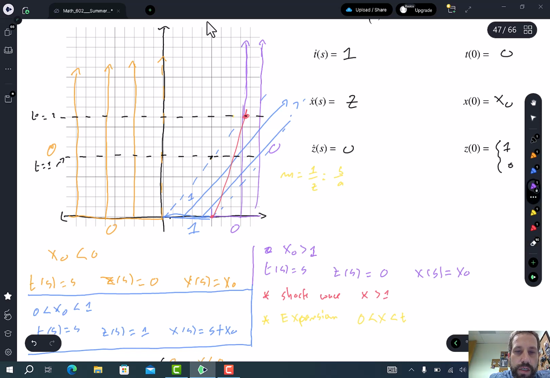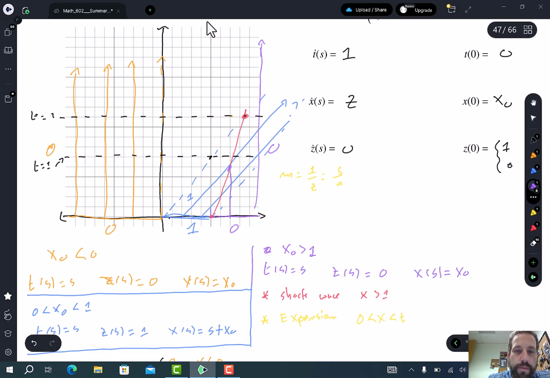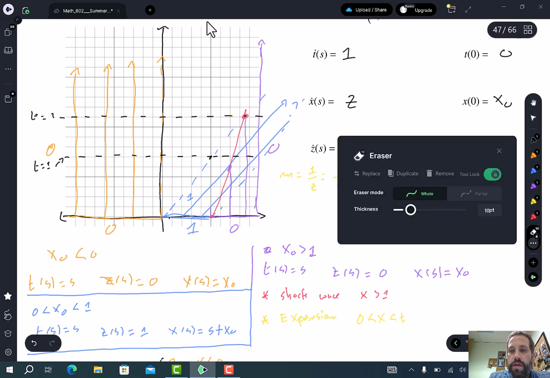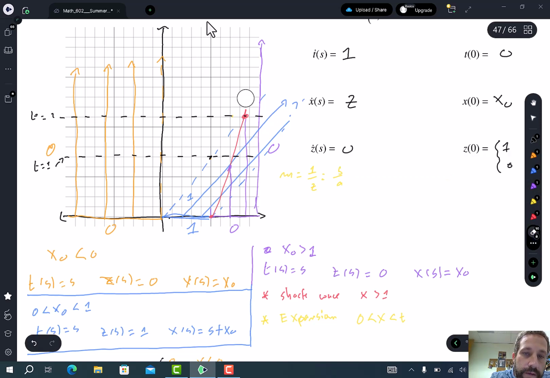So this will just go up like this. This one is just going to go up to here. Okay, but now we will have this one. This one is outside of the shock. It doesn't hit this part of the shock. So I'm going to leave that. And I just want to erase that just a little bit.